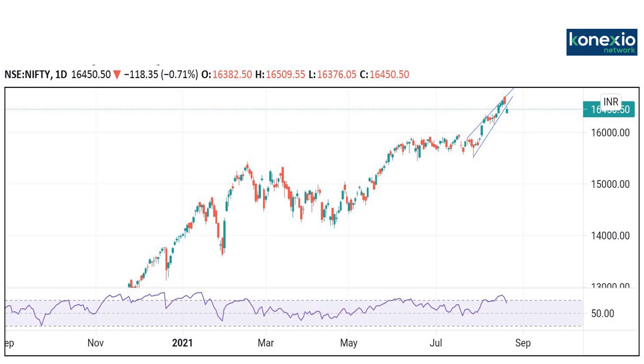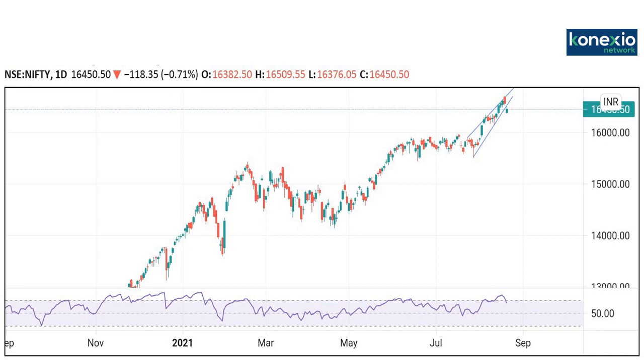The important supports in the Nifty are placed at 16,376. Next support would be 16,286. The third support would be around 16,167. Whereas on the upside, the first resistance is seen at 16,509.